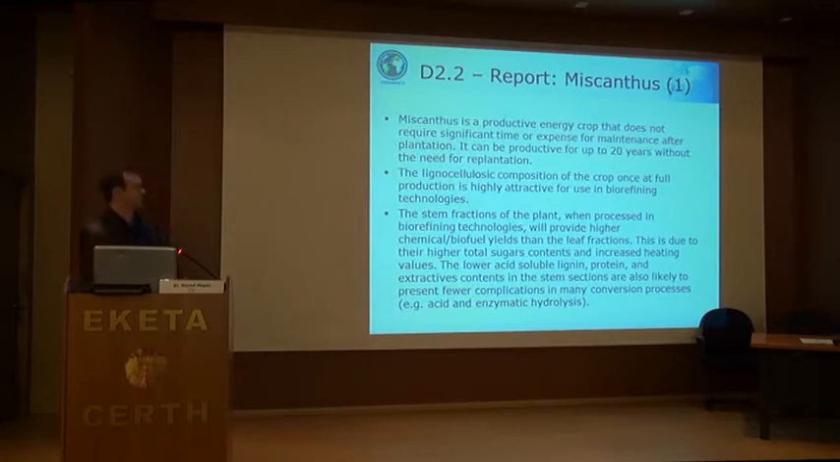For example, the stem has a higher total sugar content than the leaves, whereas other things in the leaves are greater, such as your acid-soluble lignin and your extractives and your ash. These are generally not good properties for hydrolysis, particularly chemical hydrolysis.